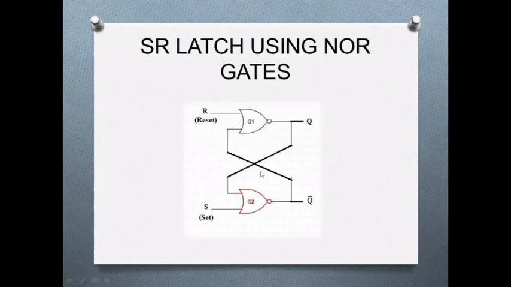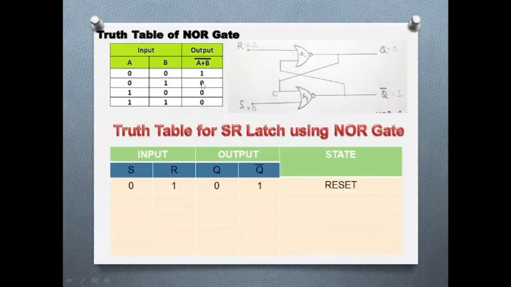This is the circuit diagram of SR latch using NOR gates. In this circuit, R stands for reset and S stands for set. Q and Q bar are outputs of the latch which are complement to each other. If Q is equal to 1, Q bar will be 0 and vice versa. This is the truth table of NOR gate.